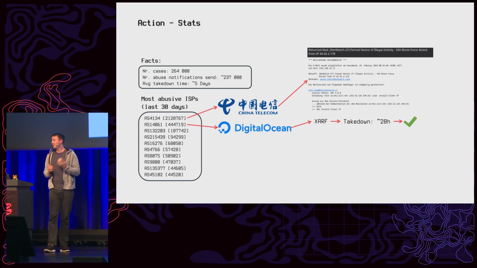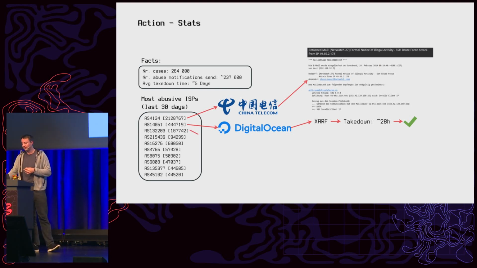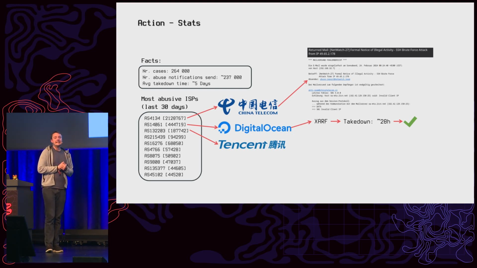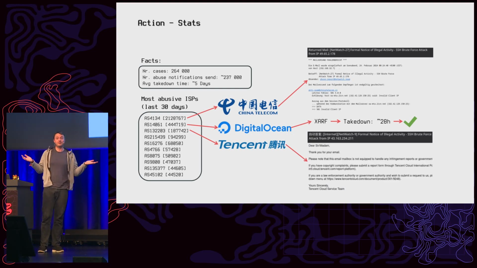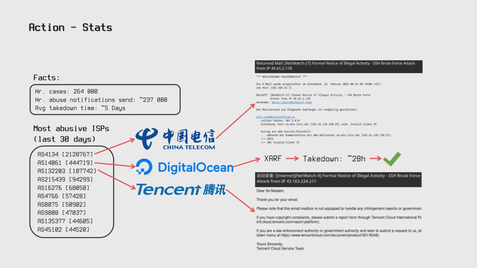Now, the third one there, because I wanted to look at the top three, Tencent. Yeah, maybe not as good as DigitalOcean. In here, very similar. You get an email back, better than DigitalOcean, you know, they still have a mail server. But if you read through the email, it basically says, well, we don't handle abuses. We don't care. They do care about government and they do care about copyright abuses, which is great, but if their system tries to attack other systems, they just don't care about it. So yeah.